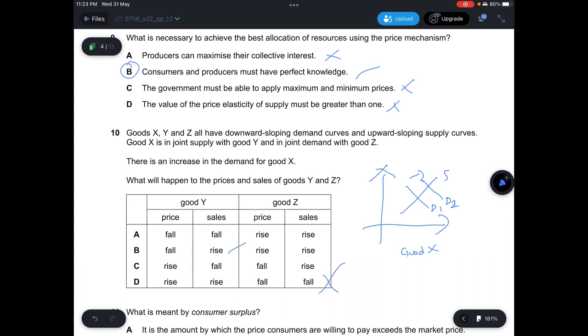Good Z is in joint demand. If the demand for good X increases, this means that the demand for good Z will also increase. So that means that the price will rise and the sales will also rise. So the answer is B.